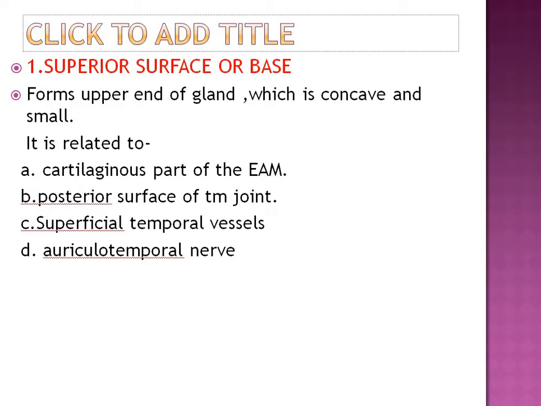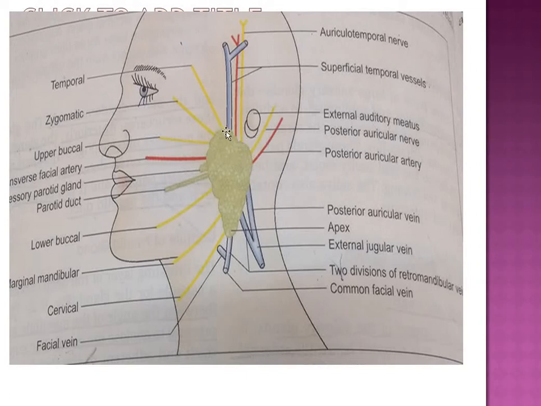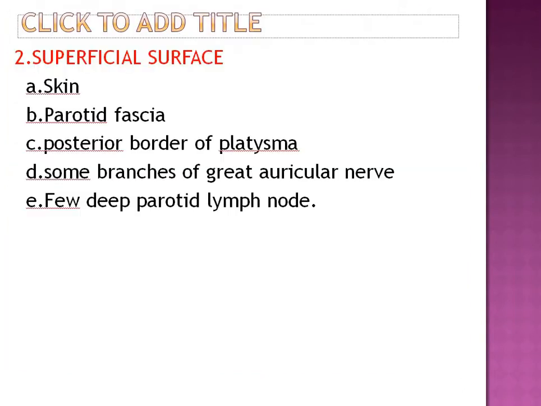Now, if we talk about the superior surface or the base, it forms the upper end of the gland, which is concave and small, and it is related to the cartilaginous part of the external auditory meatus, the posterior surface of the TM joint, the temporomandibular joint, the superficial temporal vessels, and the auriculotemporal nerve. So this is the superior part of the parotid, concave shaped. This is the external auditory meatus, the superficial temporal vessels, and the auriculotemporal nerve. The relationship. Then comes the superficial surface.